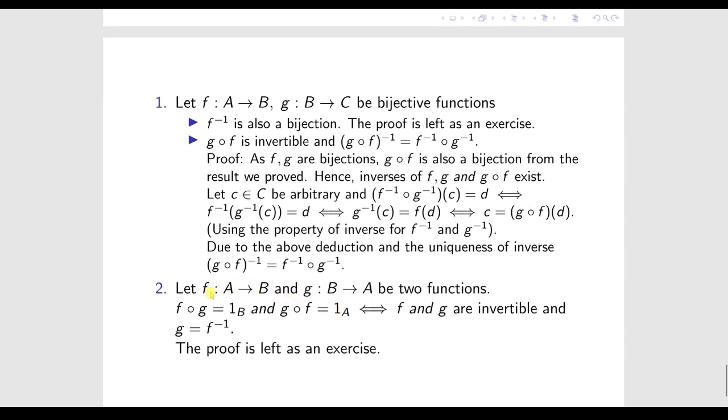Now let f from A to B and g from B to A be two functions. f of g is equal to the identity on B, and g of f is equal to the identity on A. If this holds, this condition is equivalent to, that is, this condition if and only if f and g are invertible and g is equal to f inverse. This proof is left as an exercise.